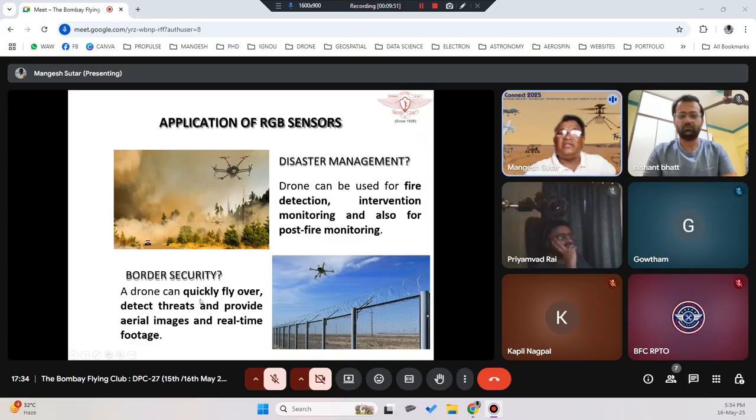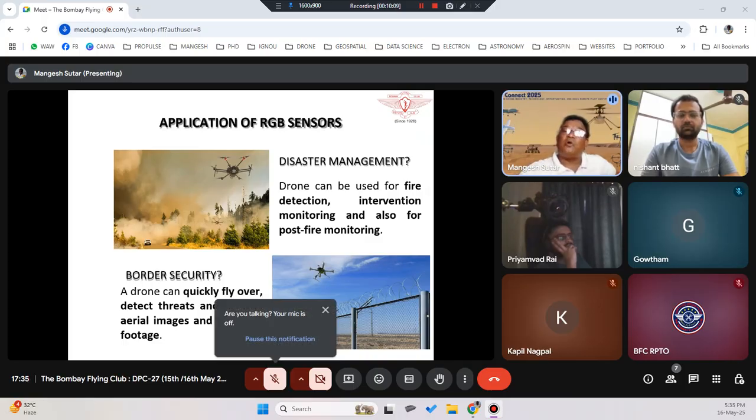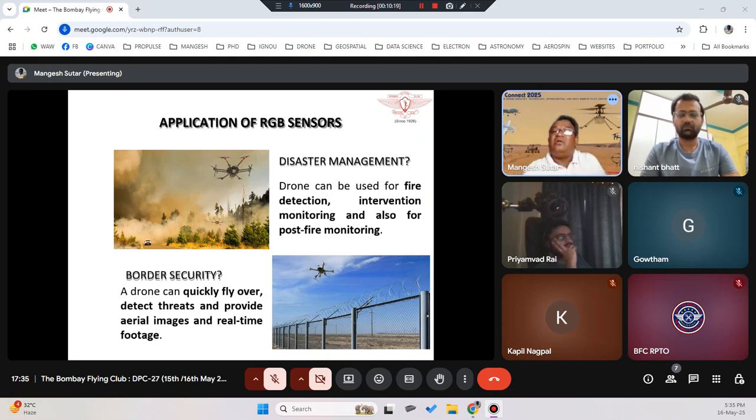Border security: this we have seen in recent times in the war also. A drone can quickly fly over, detect threats, and provide aerial images and real-time footage. Physically it is not possible every time, because a lot of times the post is at most 5 to 10 kilometers away from the actual border. It is not physically possible to go to the border every time and check whether any infiltration is happening or not. But it is very easy to send a drone over that location and just keep a monitor. You can just take a snapshot of it.